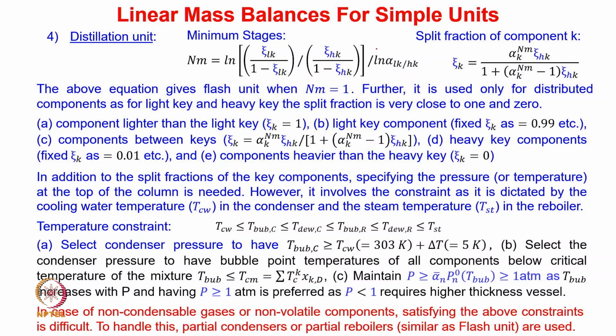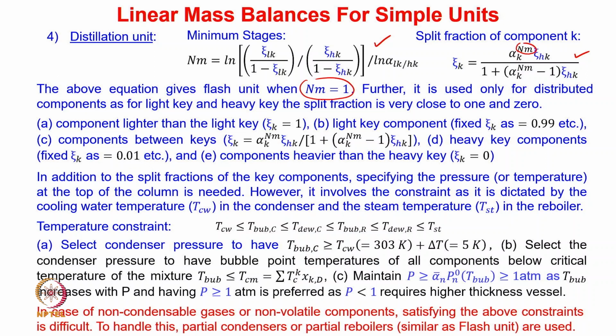Now we have obtained these two equations, this is equation number 1 and this is equation number 2. You can see that if I put Nm equals 1 in this equation, these two equations turn out to be the same equation we have seen for the flash unit calculations. So for the flash unit, remember we had zeta Hk divided by 1 plus (alpha k minus 1) into zeta Hk. So if we use the minimum number of stages Nm equals 1, then it becomes the flash unit.